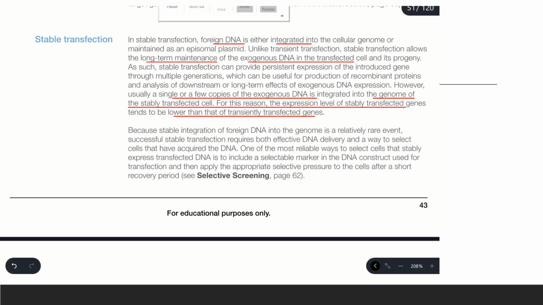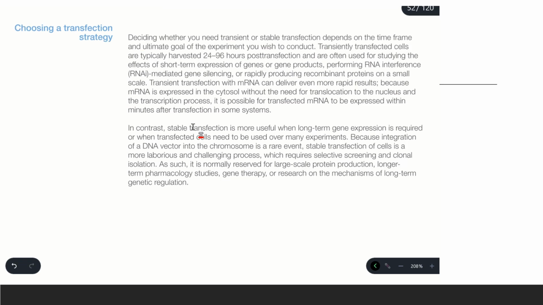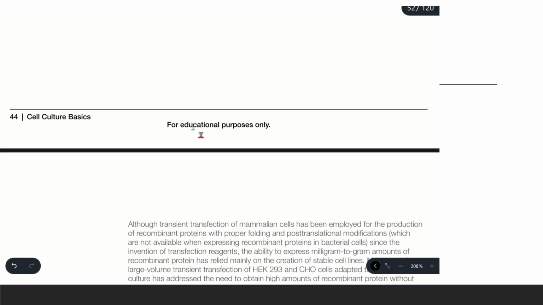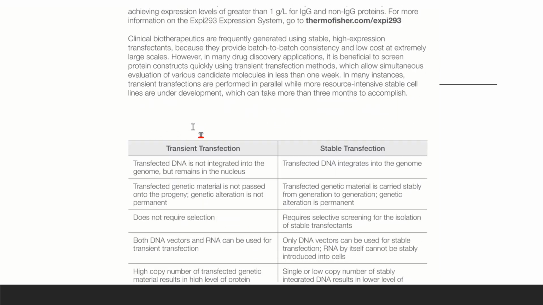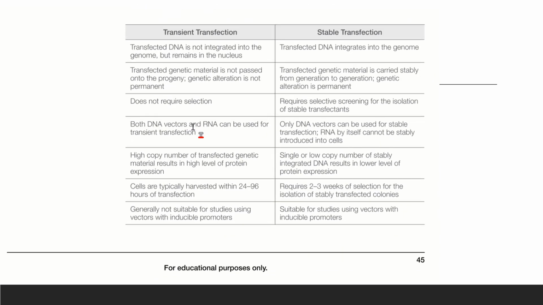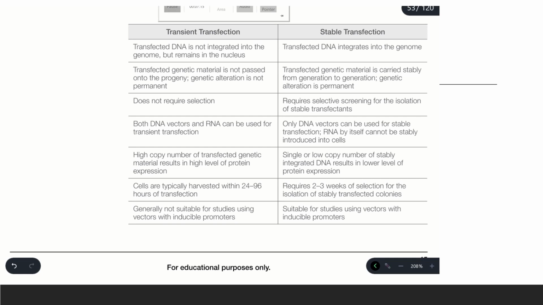So for this reason, the expression level of stably transfected genes tends to be lower than that of transiently transfected genes. You can also choose a transfection strategy. We're not going to go through this because, like I said, we're not doing it, but if you ever have to, this is a good resource for you to go look into. Okay, here we're just going to compare the transient versus the stable transfection.